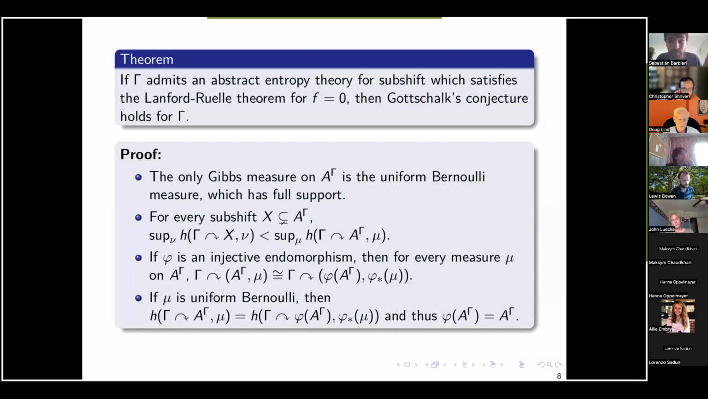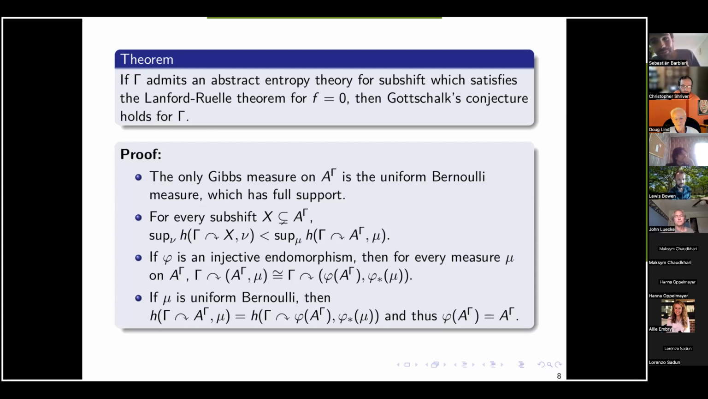So if for some reason I'm able to construct a very weird entropy theory and prove a Lanford-Ruelle theorem, which is very, very restricted just for the potential f equals 0, then I immediately have Gottschalk's conjecture. So it's some motivation, not a very good motivation, because I'm actually just proving it for sofic groups where the conjecture is already settled, but it's something that might be interesting to think on. Okay, so that's my motivation for the Lanford-Ruelle theorem.